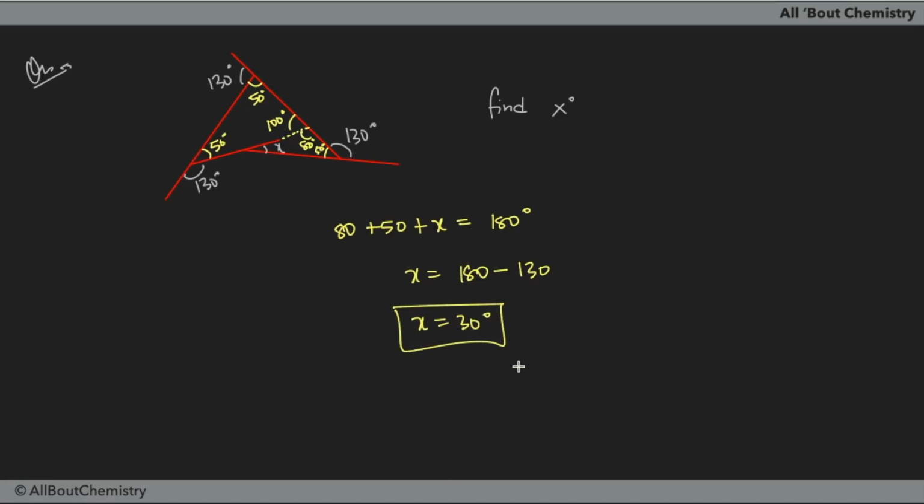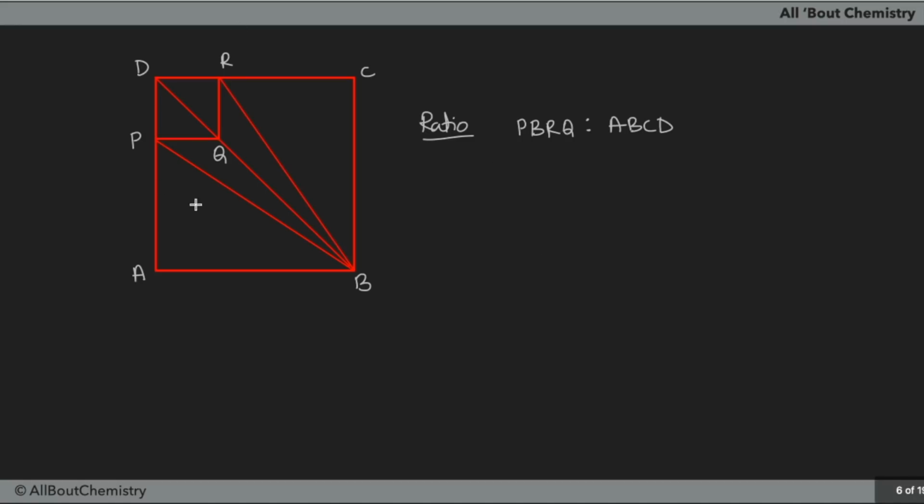Let's take the next question. This was again a very good question. It says if the side of this square, this is a square PDRQ, is small s, and if the side of the bigger square, that is ABCD, is capital S, then they were asking the ratio of area of PBRQ to the area of ABCD. Okay, so that's what you have to do.